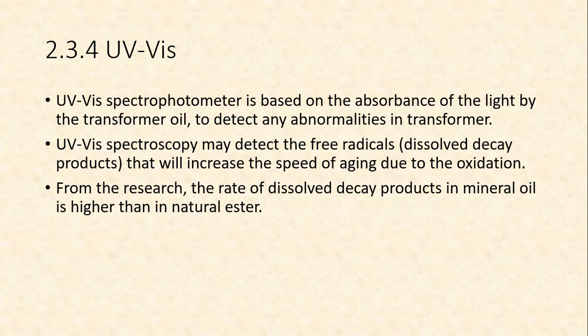Fourth is the UVB test. The UVB spectrophotometer is based on the absorbance of light by the transformer oil to detect any abnormalities in the transformer. UVB spectroscopy may detect free radicals, which are dissolved decay products that will increase the speed of aging due to oxidation. From the research, the rate of dissolved decay products in mineral oil is higher than in natural ester.